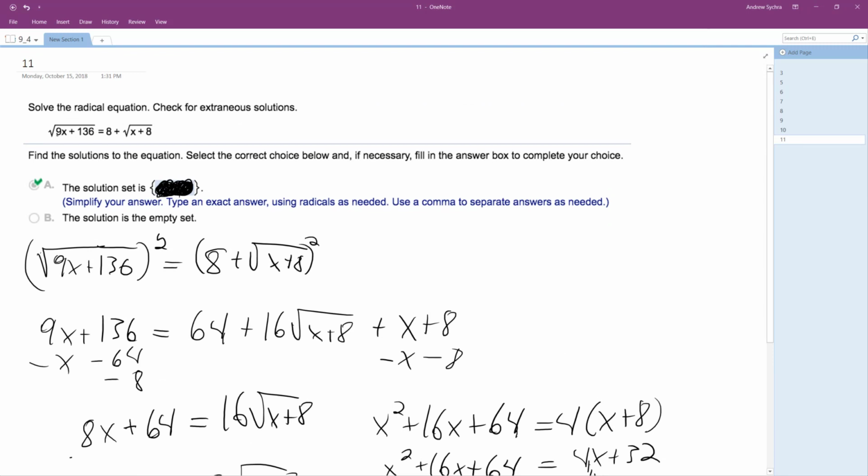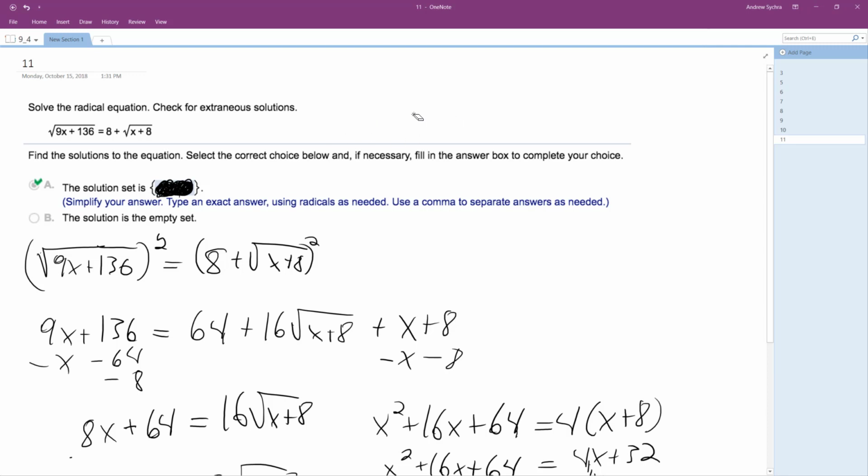So if we use negative 4, we get 9 times negative 4 is negative 36, plus 136 is just 100. So the square root of 100, and then negative 4, so that ends up being 8 plus just the square root of 4. So we end up getting 10, and then 8 plus the square root of 4 is 2, so that ends up being 10 equals 10. So that's correct.